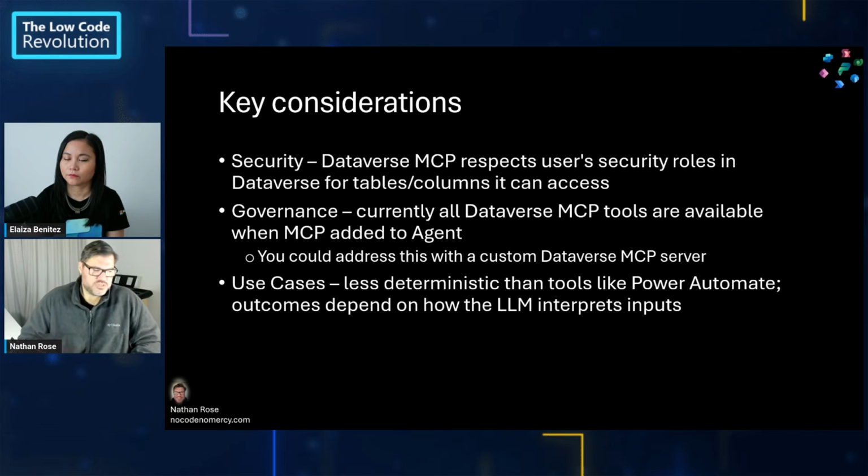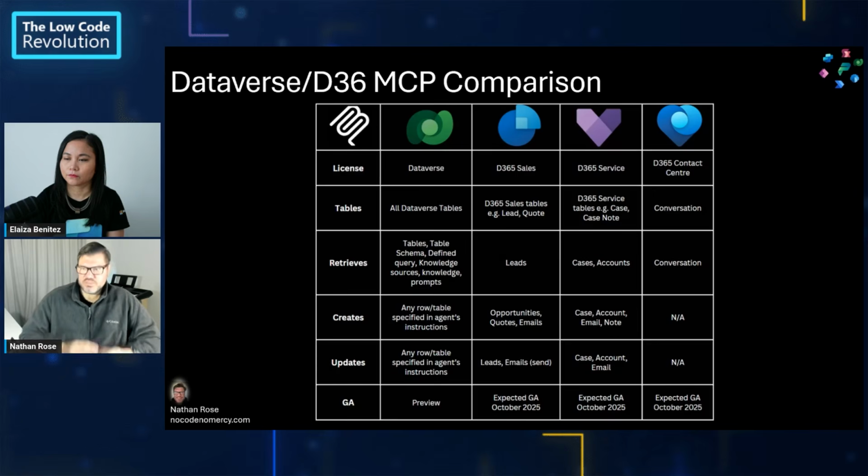A quick comparison in terms of the various MCP servers. So the Dataverse one is still in preview, and this lets you access all the tables with all of the tools it has available to it. The Dynamics 365 customer engagement ones, so sales, service, and contact center, have a bit more of that governance built in. They only access specific tables within Dataverse, and they have specific tools that they use on those specified tables. And these are expected to GA later this year.